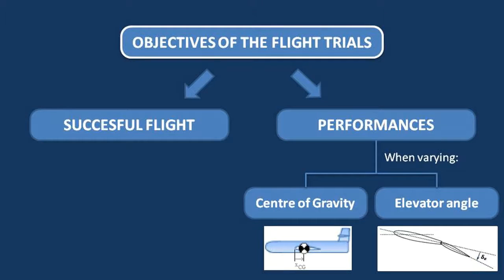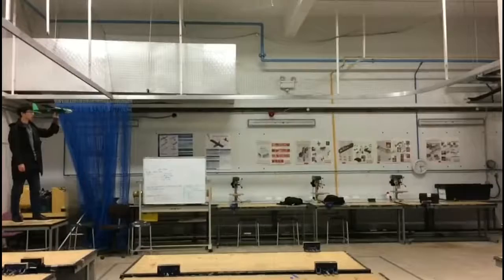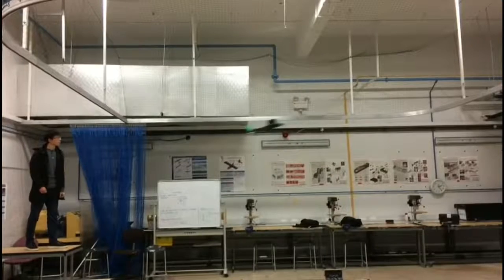Our objectives are to achieve a successful flight in glider testing and to see the effect of changing the center of gravity and elevator angle on the performance of those flights. In our experiment, we tested 3 different centers of gravity with 3 different elevator angles, and we found a trimmed flight for each case.